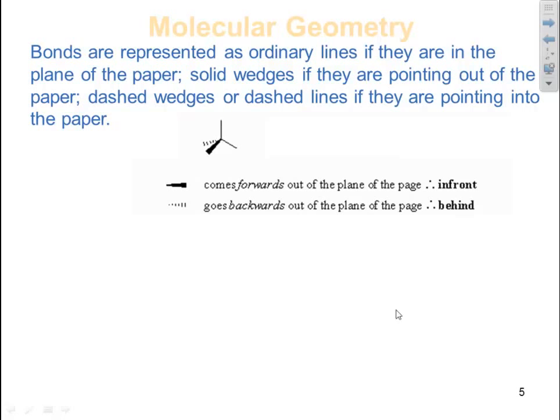Here's an example. Basically, if we have this wedge, we're trying to say that that's coming forward out of the plane of the page. If we do the dash line, then we're saying that's going backwards into the plane of the page. If we have a solid line, then we're saying that's in the plane of the page. So in this particular drawing, we're saying that this line and this line, whatever atoms are attached to those, are in the plane of the page. This one's coming out of the page, and that one's going back into the page.